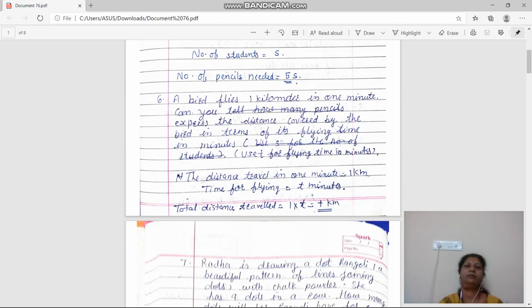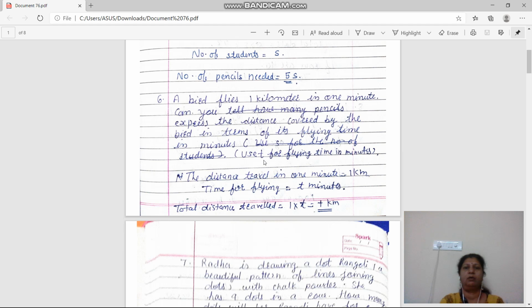A bird flies 1 kilometer in 1 minute. Can you express the distance covered by the bird in terms of its flying time in minutes? Now, first of all, the things given we have to write. So, what is given here? The distance traveled in 1 minute is equal to 1 kilometer, right? Now, for 1 kilometer, how much time does it fly? It is 1 minute. So we have to make the formula: for 10 minutes he travels 10 kilometers, for 8 minutes he will travel 8 kilometers.